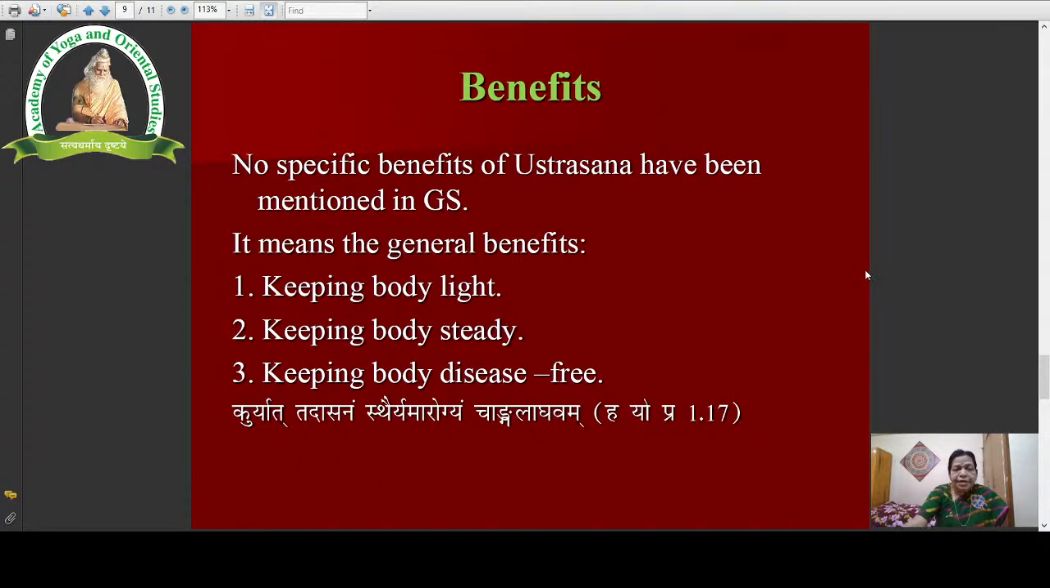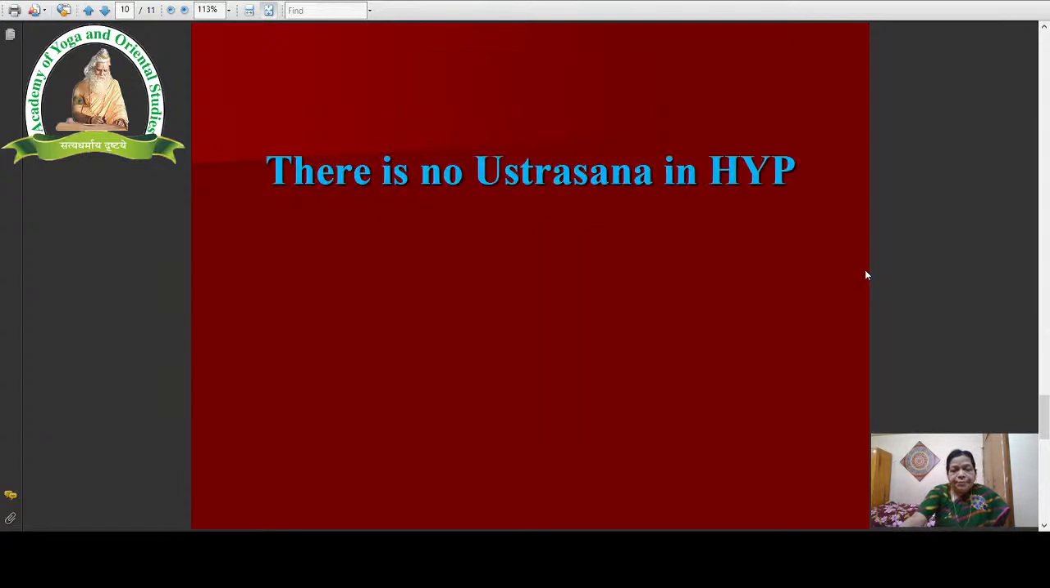Now, benefits. There is no specific mention of any benefit of Ustrasana in the Gheranda Samhita. That means he will get the minimum benefits. What are the minimum benefits? Time and again we have discussed the minimum benefits. In the Hatha Yoga Pradipika and in many other texts we find that his body would be light, steady, and disease free. So these are the minimum benefits one derives by doing asana. Asana na rujanghanti: by asana, one kills all the diseases. Now, as per Hatha Yoga Pradipika, there is no description of Ustrasana in the Hatha Yoga Pradipika.